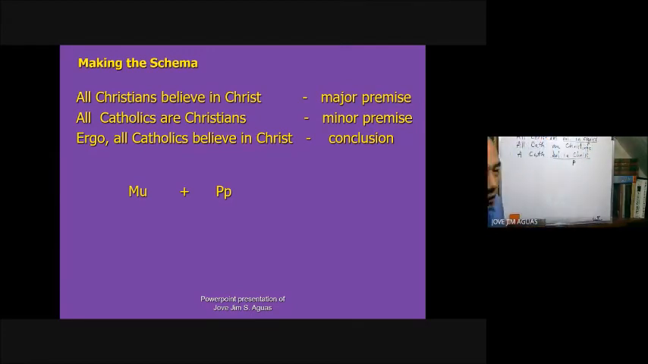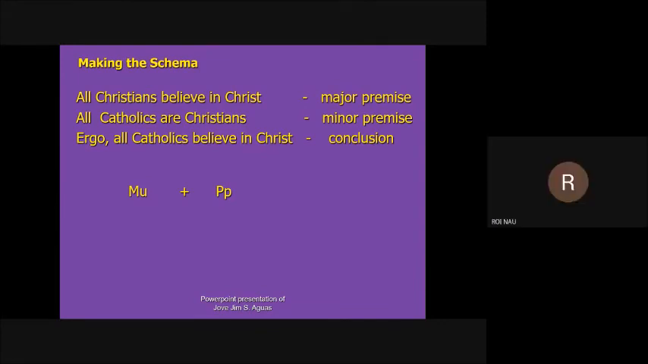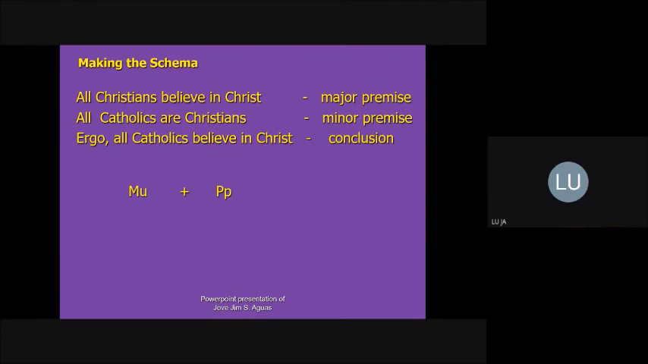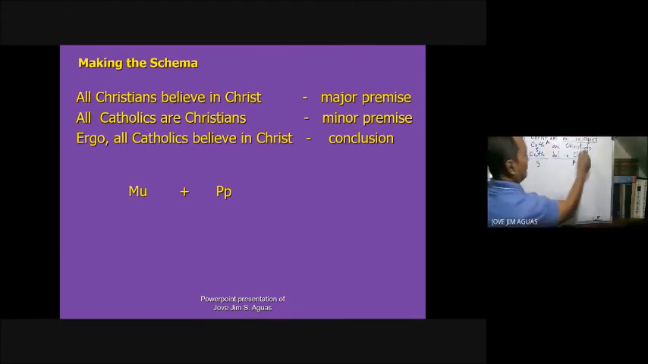Which is the minor term? All Catholics. Okay, Catholics only. That's the term. So Catholic is the S, and Catholic is also here. So what is the middle term? Christians. All right. So this would be the M.